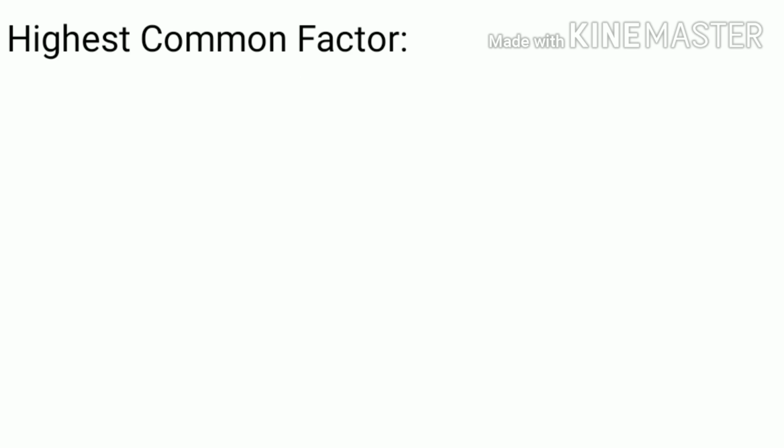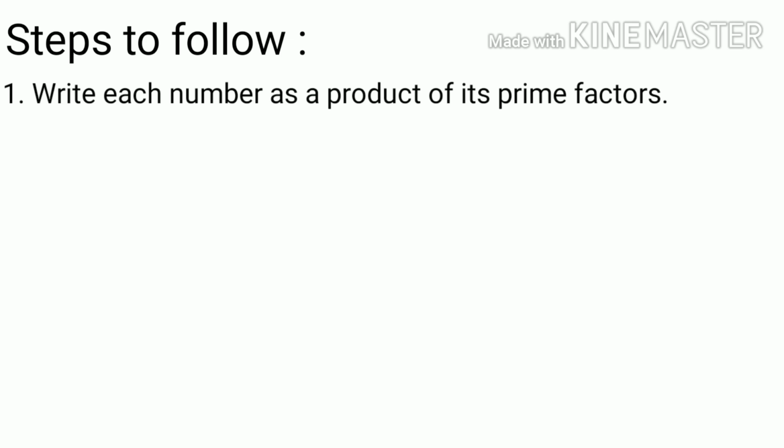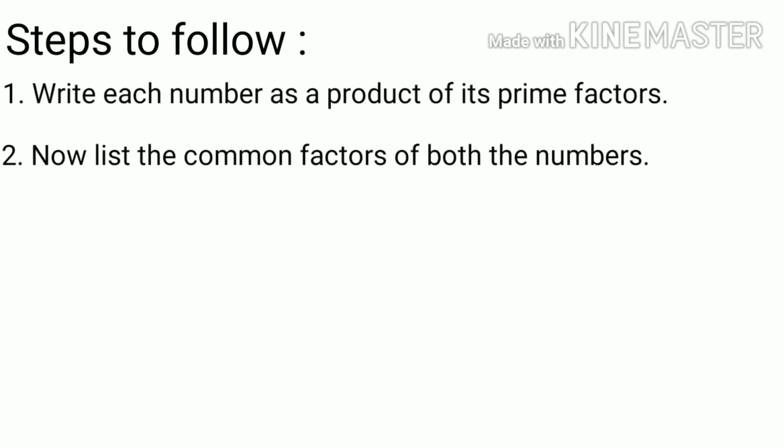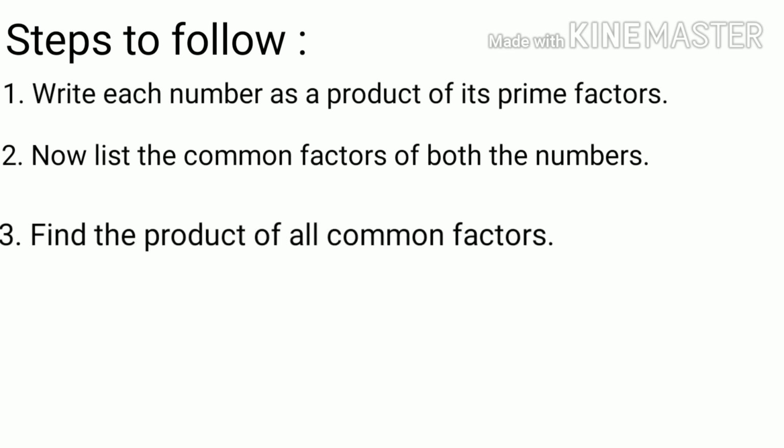Now we will see the steps to follow while finding HCF. The first step is to write each number as a product of its prime factors, which means we need to find prime factors of each number and then represent the number in terms of its prime factors. Now list the common factors of both the numbers. The last step is to find the product of all common factors. And the product of all common prime factors is the HCF.